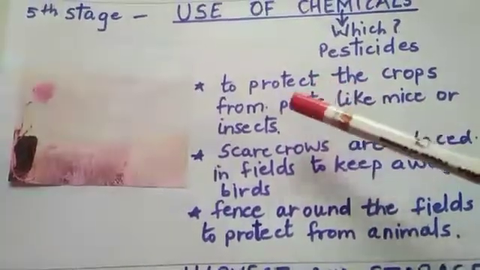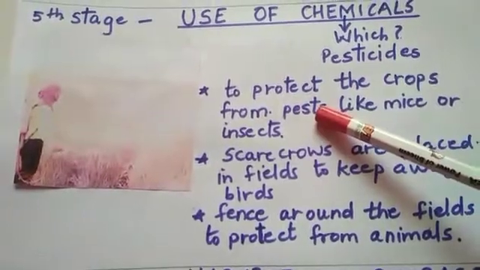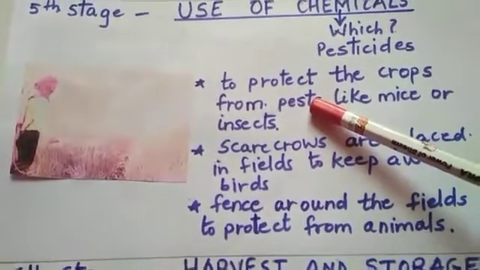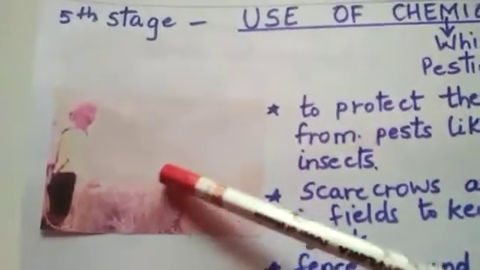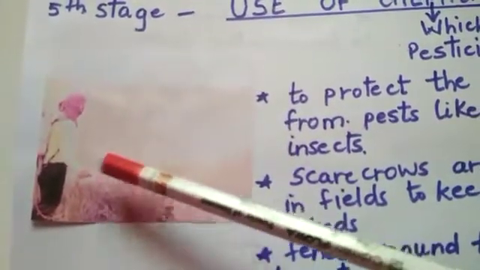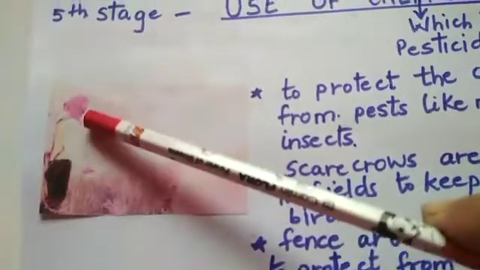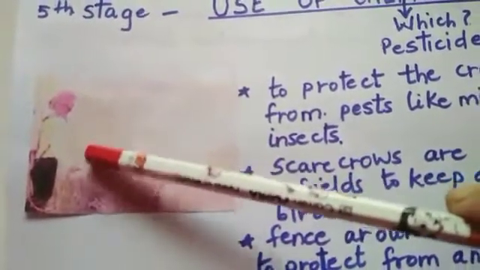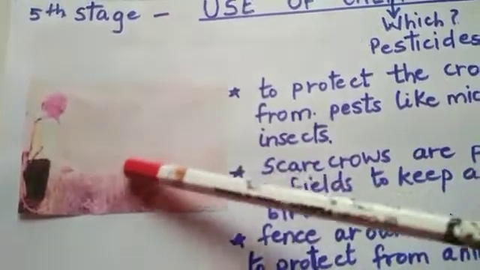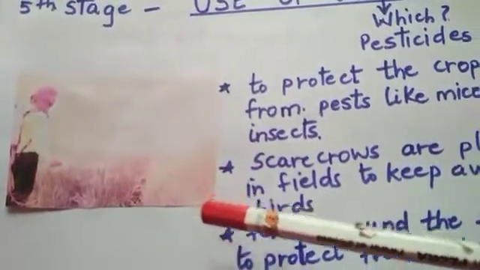Now what is actually the meaning of pests? Pests are insects or animals which can harm the growing crop. Okay, like you can see here also, the picture is not very clear, but you can see there's someone who's spraying the pesticide. Pesticide is being sprayed all over the crop.